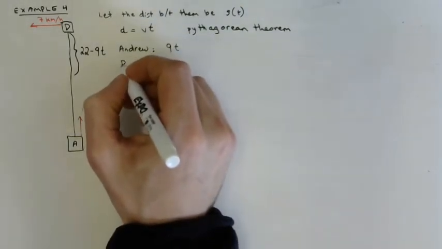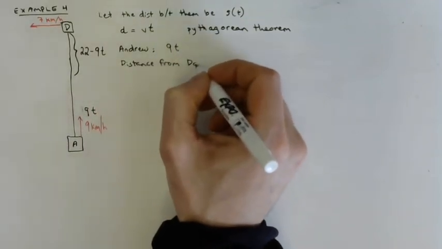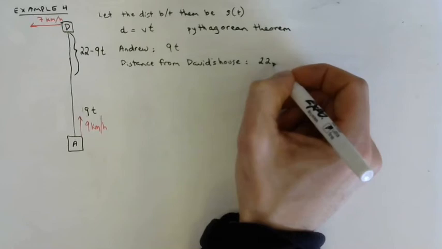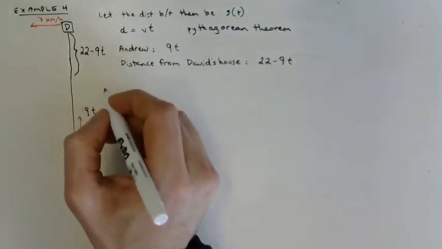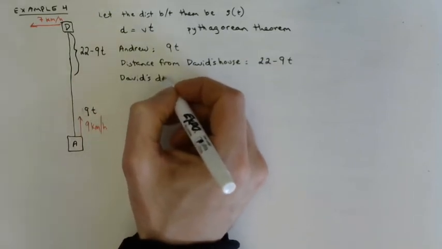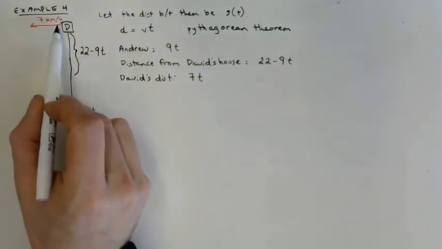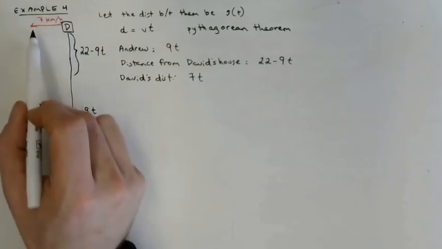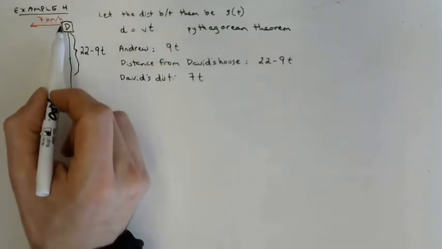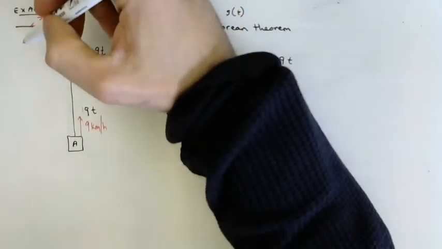And so maybe distance from David's house is 22 minus 9t. And David's distance is 7t. 7 kilometers every hour, and that's going to be away from his house. All right. So as he's running this way, David is running west. Andrew is running toward his house.